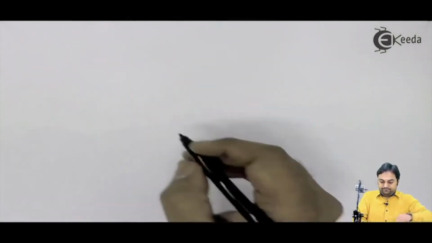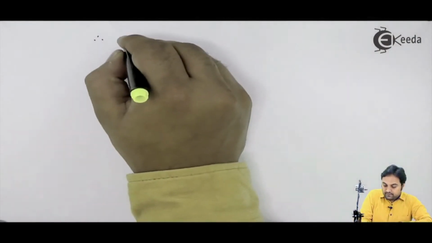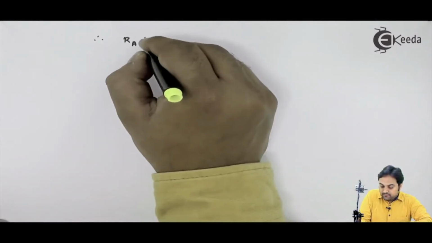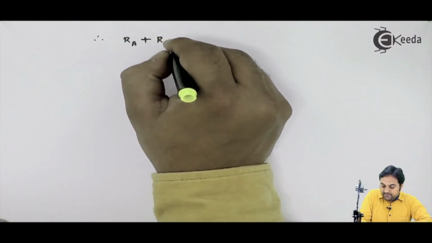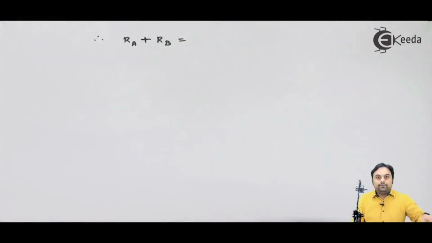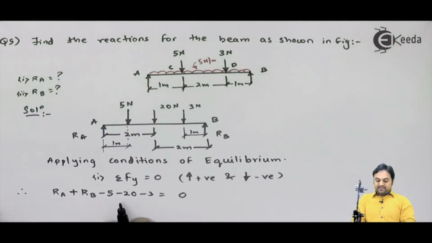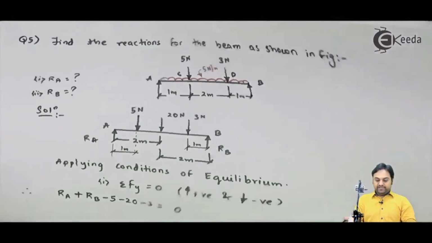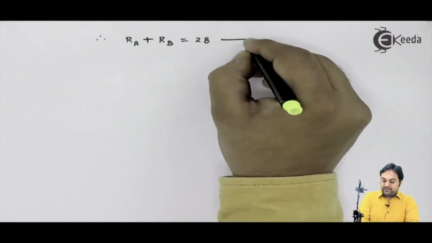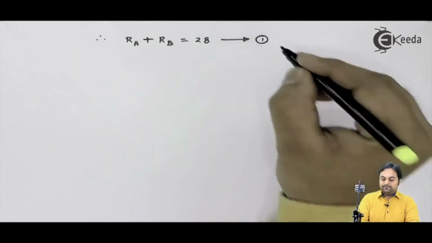Therefore, RA plus RB is equal to, I will add all the values here. Here I have minus 5, minus 20 and minus 3, which gives me minus 28. If I shift it on to the other side, I will get plus 28. So this is my equation number 1.